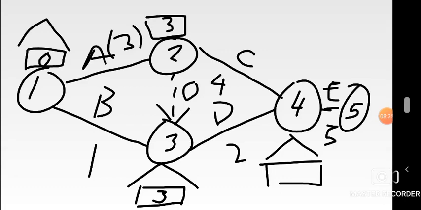Well, from 1 to 2 there is a 3. From 2 to 4 there is a 4. This one, let me just put it in brackets for you to identify it. There's a 4 from 2 to 4 there, making a total of 7. Okay, that we just take notes. Let's check the other route.